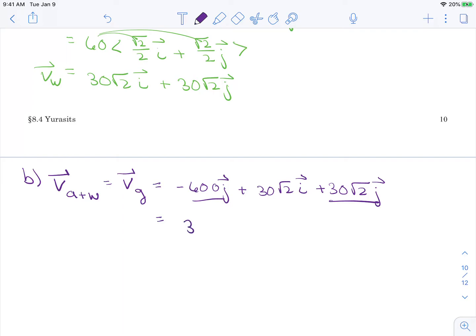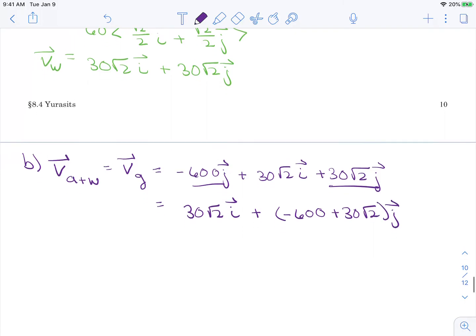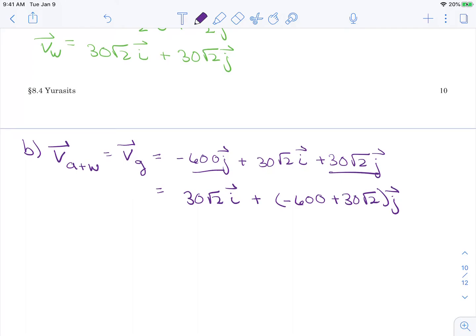So I have 30√2 i, because our i's are written first, plus, and what I'm going to do, and you don't have to do this, but negative 600 plus 30√2, that is all j. Please, please, please do not write it as a decimal unless your MyMathLab asks you to, because it will royally mess up your end result if you start rounding at this point.